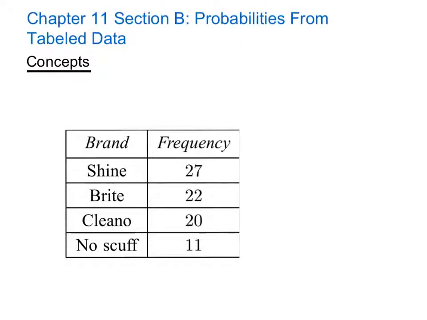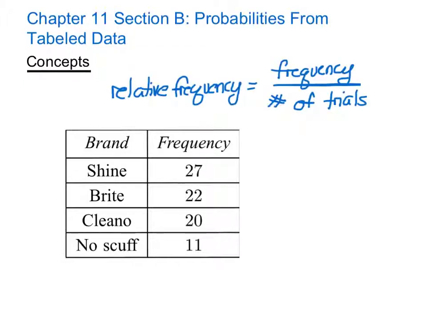In this video, we'll be looking at Chapter 11, Section B, on probabilities from tabled data. Remember from the last video, in Section A, that relative frequency equals the frequency over the number of trials. And of course, we're talking about the relative frequency and the frequency of a particular outcome.